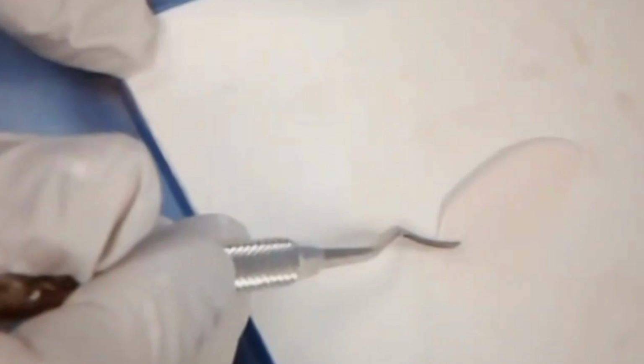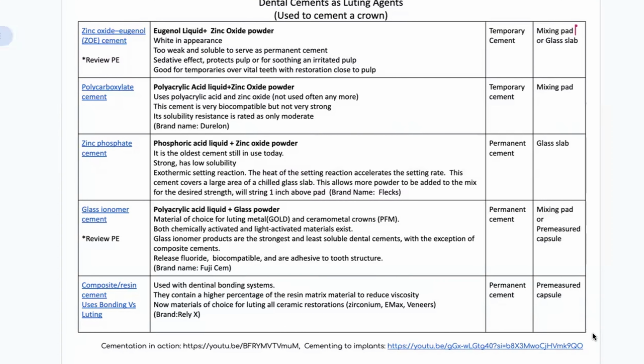Gather the material with a black spoon to line the casting for cementation. So personally, I would always just pick it up with the spatula and line the crown with that versus that little black spoon that was shown, but that's also potentially another way that you could do it. So that's polycarboxylate cement.